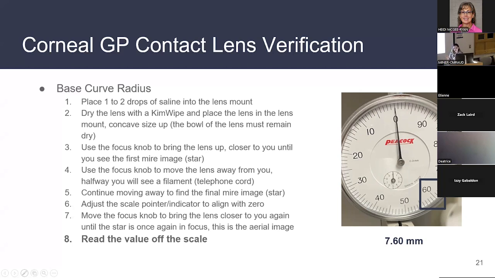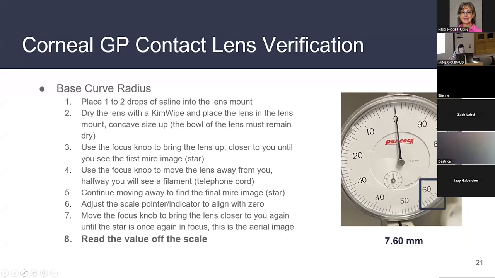However, when you're actually doing it, it doesn't seem like it takes that long, because you're just like, oh, I've got to get the star, got to get the phone cord, got to get the star again. Okay, we're good to go. So it doesn't actually take that long. And it's really helpful if a technician is able to verify a lens for the doctor, because it saves me time. And then I also know what I'm working with right when I go into the room.